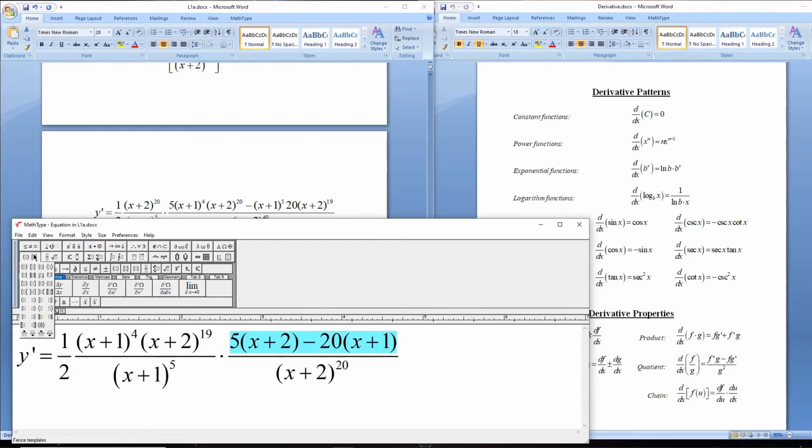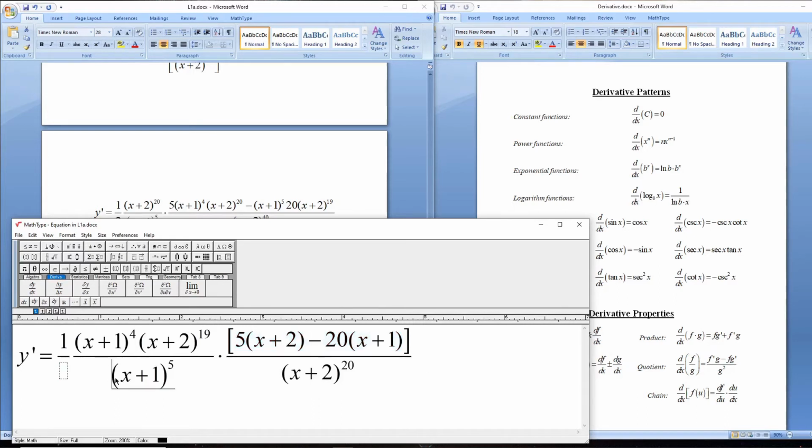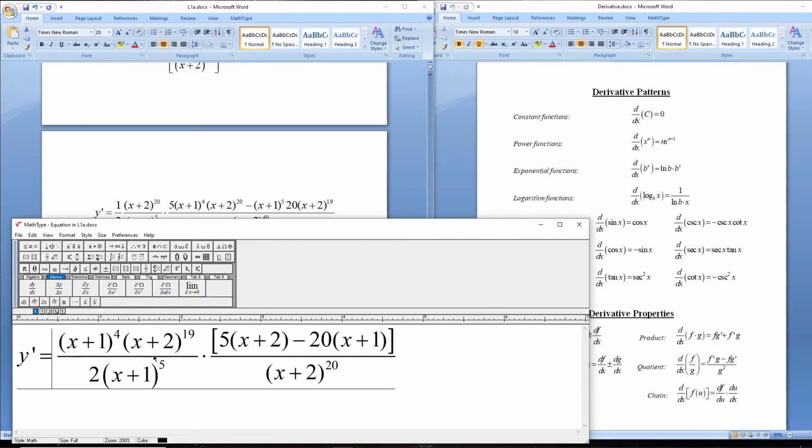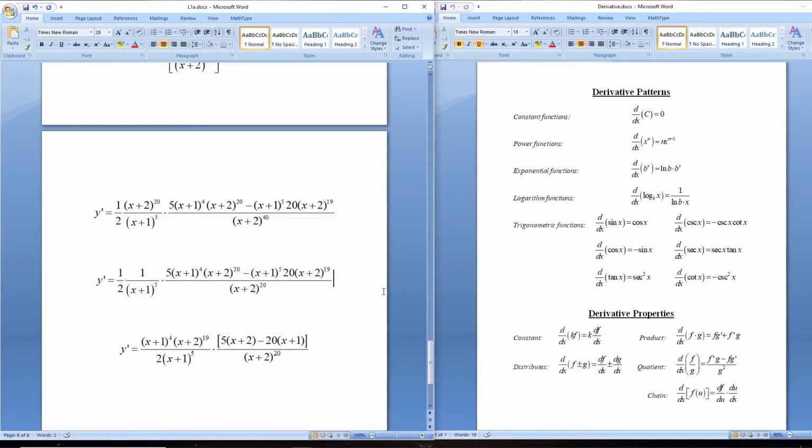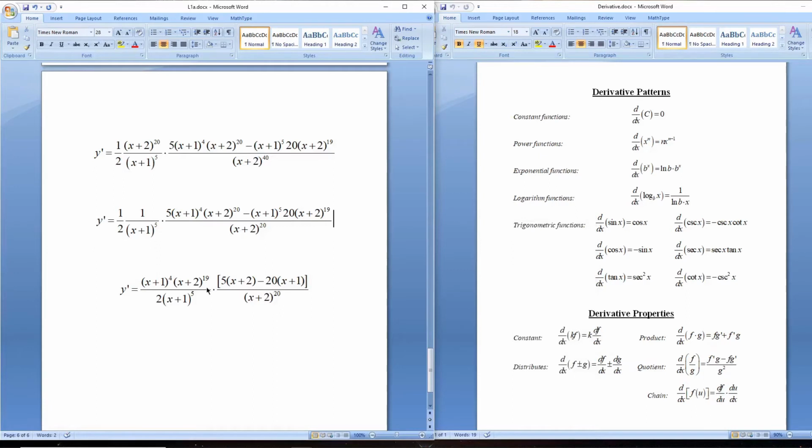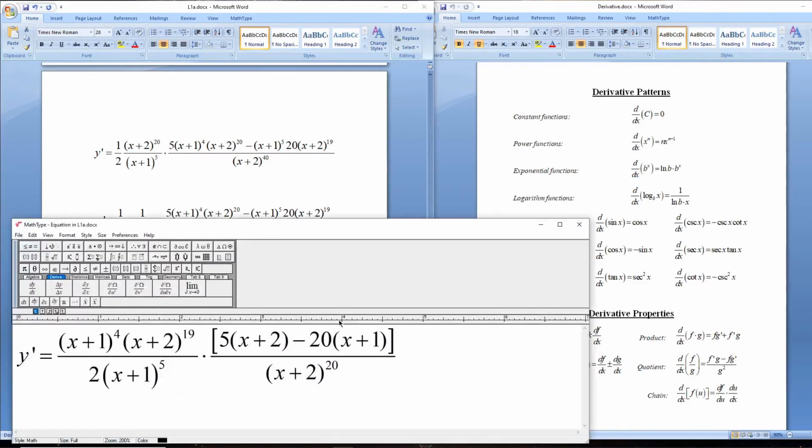And this is actually cleaning up pretty nice. Take this 2. Leave that as a step. So all I did was greatest common factor there. And we could clean this up in here. So we'd have 5x plus 10, and minus 20x minus 20.